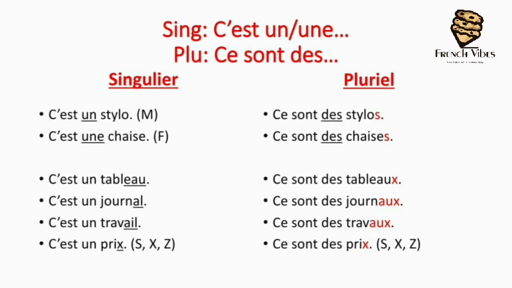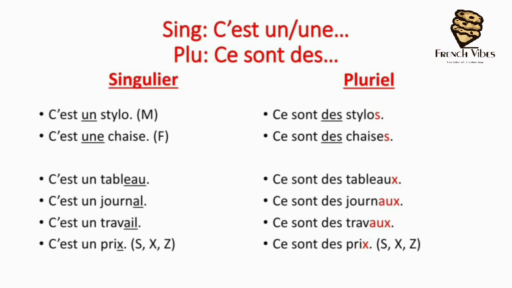Now let's see some examples. C'est un stylo. C'est un stylo means it is a pen. In plural form, it will become ce sont des stylos. So instead of un, we used des, and for stylo, we added an extra s to make it plural, but it is not pronounced. It becomes ce sont des stylos, which means these are the pens.